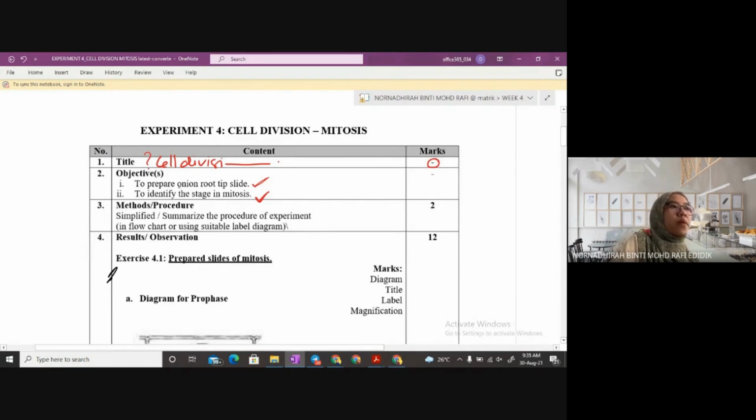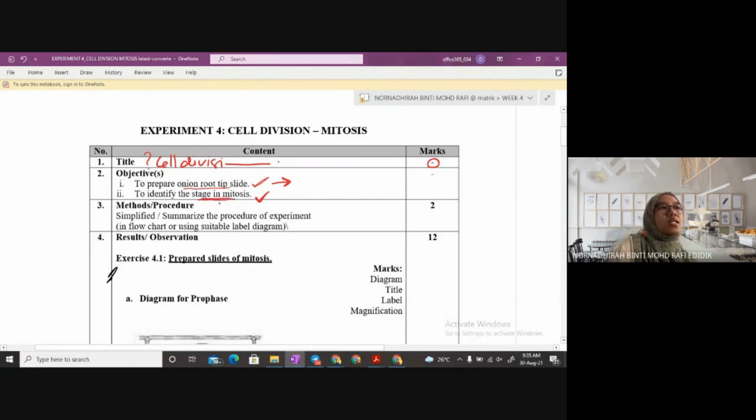So kalau to prepare onion root tip slide, yang ni awak tak perlu pun. Bila dia punya result should be in action, contohnya to prepare. Awak tak perlu pun tulis dalam conclusion. Kalau tulis conclusion, awak akan kata the onion root tip slide is prepared. Kita tak nak. Yang ni memang awak dah buat pun. So the second one it should be the conclusion.